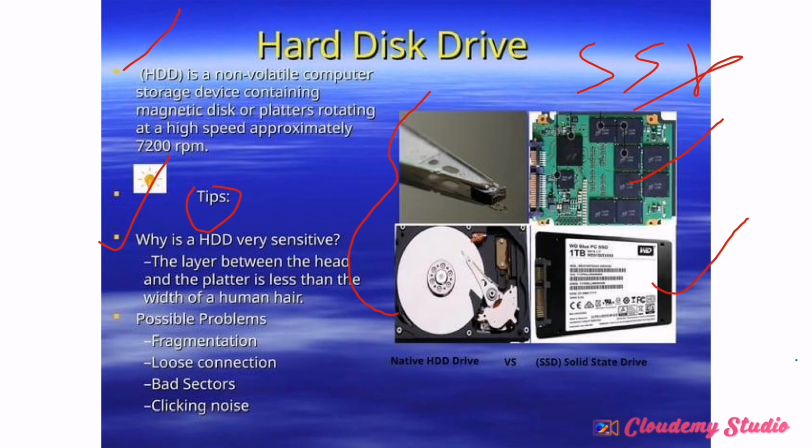These are the possible problems of the hard disk drive. This SSD doesn't have a disk. It's more like a memory card. The memory card doesn't have a disk in between. But with this hard disk drive, they have the disk in between that rotates. So I'm just trying to show you how a hard drive looks, an SSD, and the disk drive.